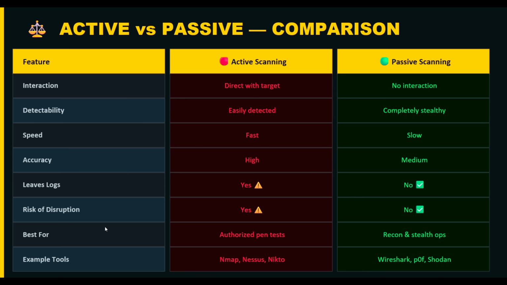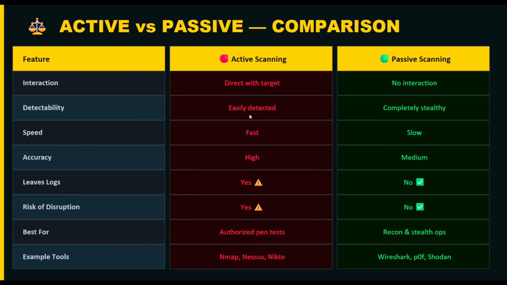Active scanning has a high risk of disruption. Here there is no risk of disruption. Active scanning is best for authorized penetration testers, but passive scanning is best only for recon and stealth ops. Example tools for active scanning are Nmap, Nessus, and Nikto. These are the main tools for active scanning. For passive scanning: Wireshark, p0f, and Shodan. These are the three passive scanning tools. Let's move to the next slide.